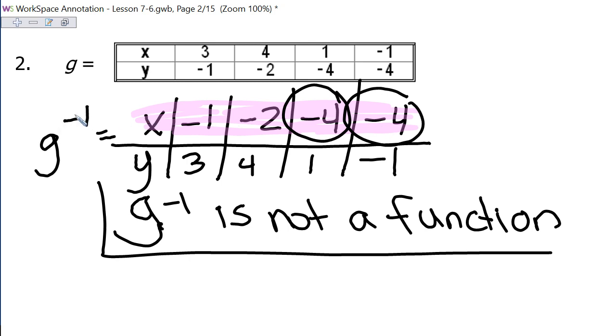Okay, I want you to do 3 and 4. Write the inverse table values and determine if the inverse is a function. So I want you to do 3 and 4.